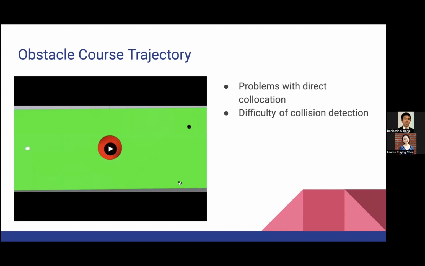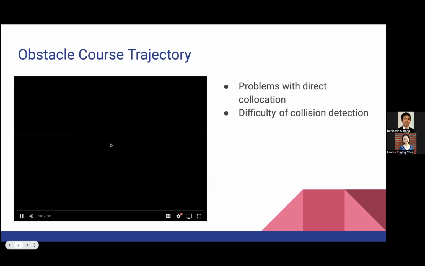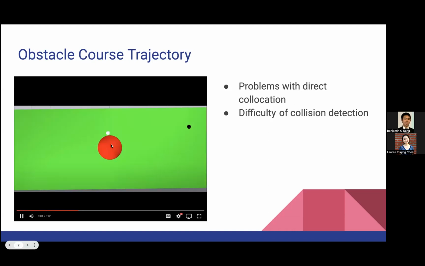Next we implemented an obstacle course. As you can see, we have a red obstacle in the middle, and the ball bounces off the obstacle in its trajectory to reach the goal. One thing that we encountered was a problem with direct collocation. Direct collocation uses a cubic spline in between knot points, and our collision trajectory is not differentiable, so it's not cubic, and that's why direct collocation doesn't work well. And even with direct transcription, there's still difficulty with collision detection in the cases where the collision occurs between the knot points.